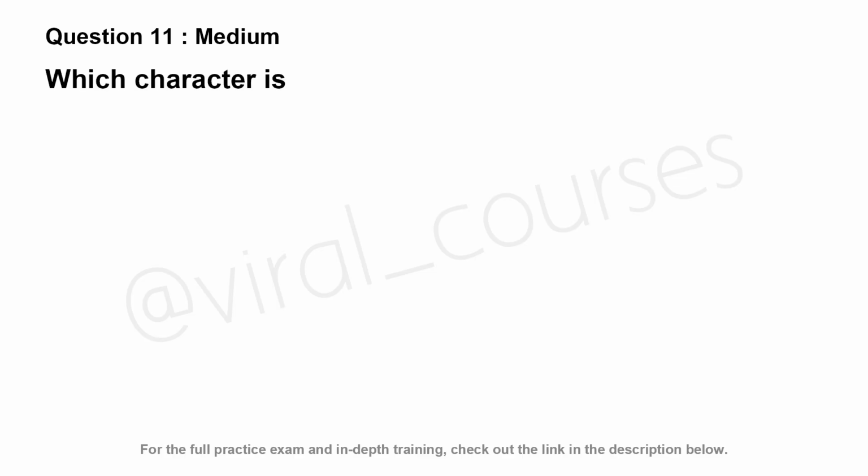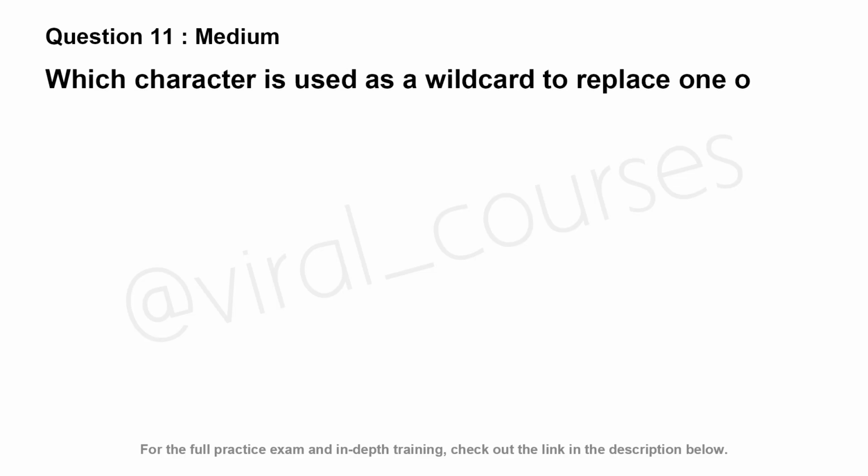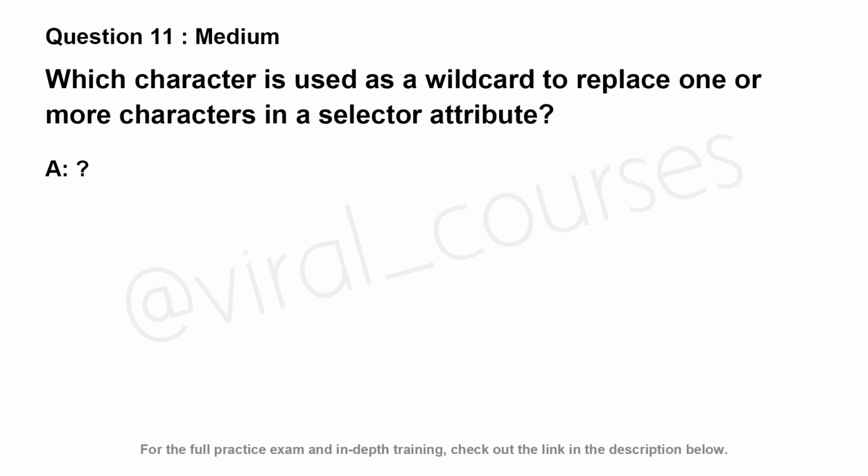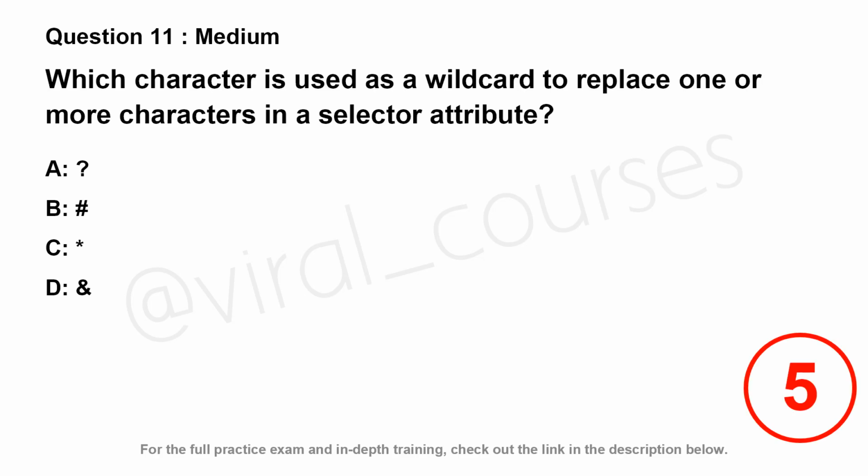Which character is used as a wildcard to replace one or more characters in a selector attribute? Option A. Option B, hash. Option C. Option D, and.